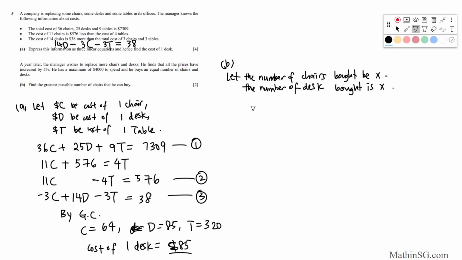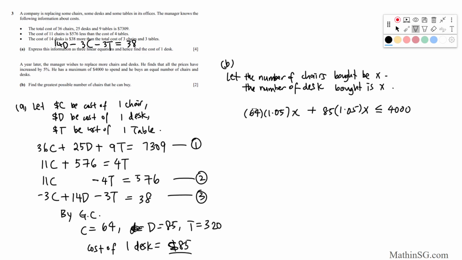So now the price of each chair is $64 times 1.05, and he's going to buy X of them. Similarly, the price of the desk has also increased by 5%, so the new price is 85 times 1.05, and he's also going to buy X of them. Because he only has $4,000, this amount must be less than or equal to 4,000.